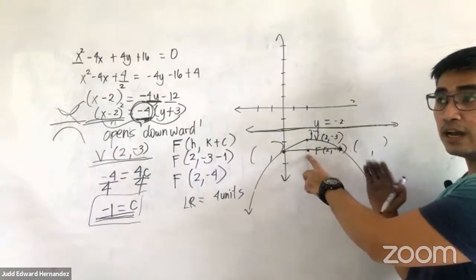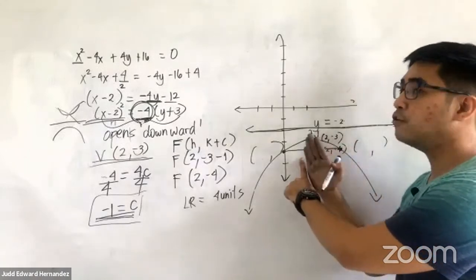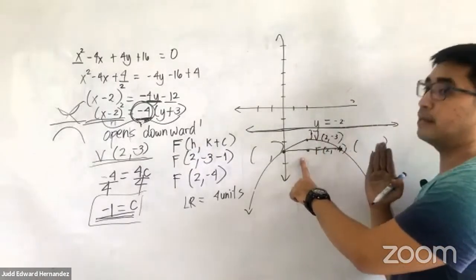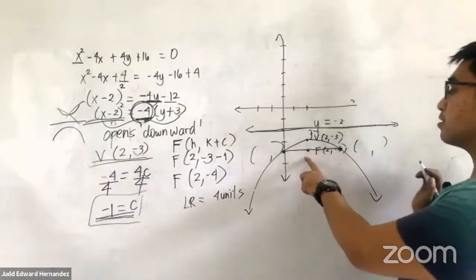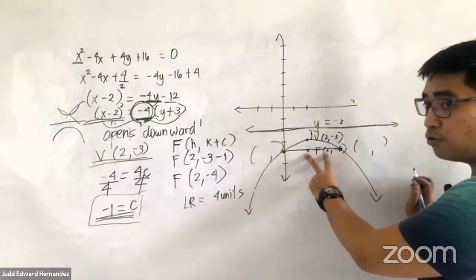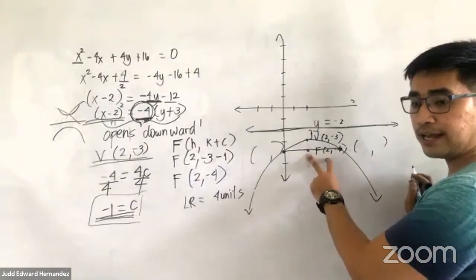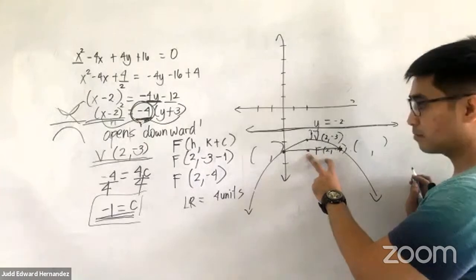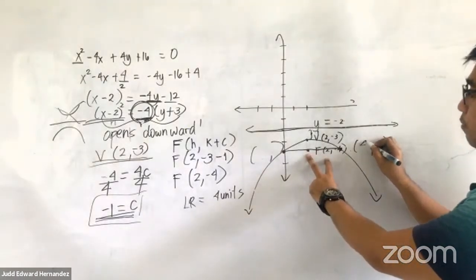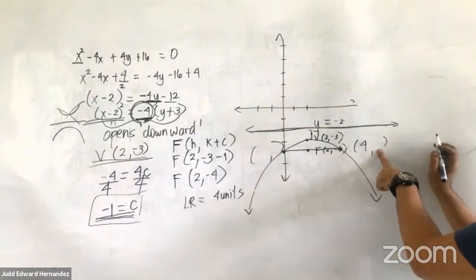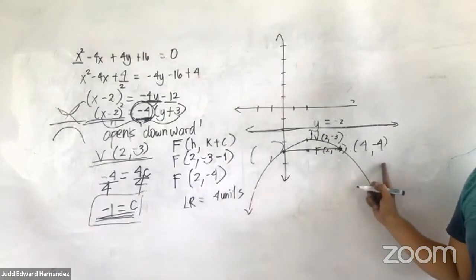Tama? At ano yung ginalaw natin? X or Y? Kung pakanan, ano yung ginagalaw kapag papunta sa kanan? The X coordinate or the Y coordinate? X coordinate po. Since this is 2, ilan yung i-add natin kay 2 pag papunta siya sa kanan? 2 po. Therefore, this becomes 4. And what is the Y coordinate? Negative 4. Is this clear?